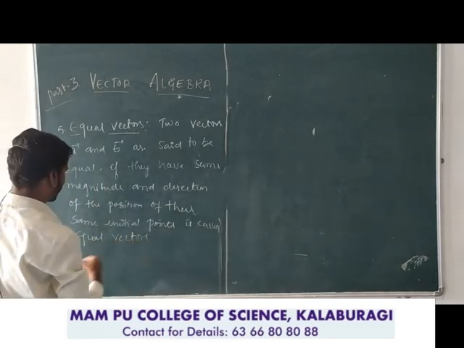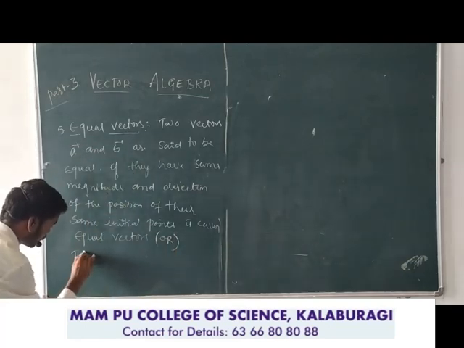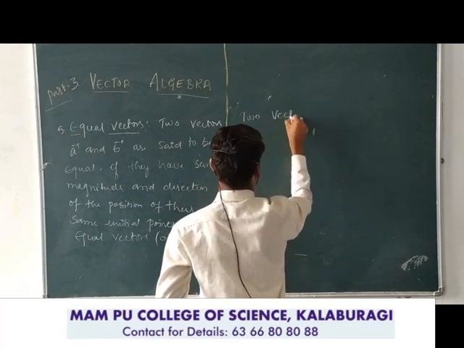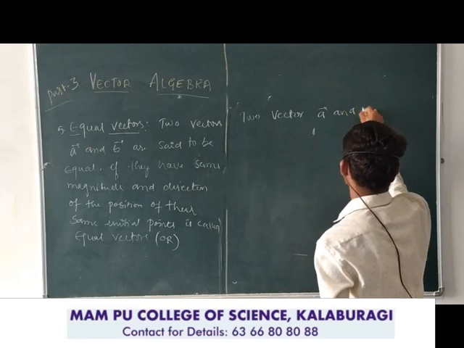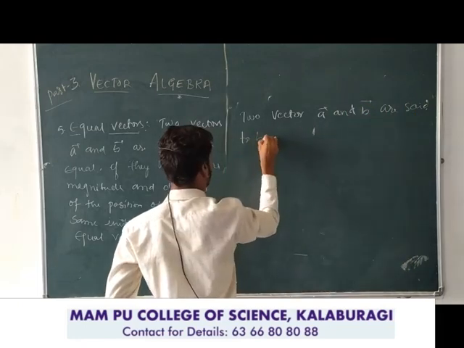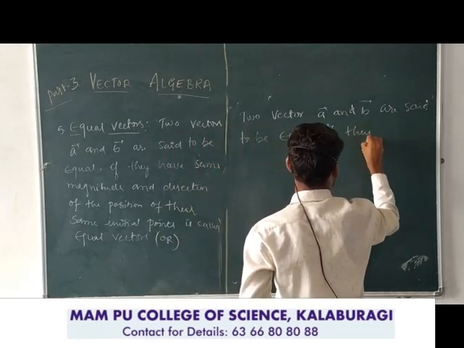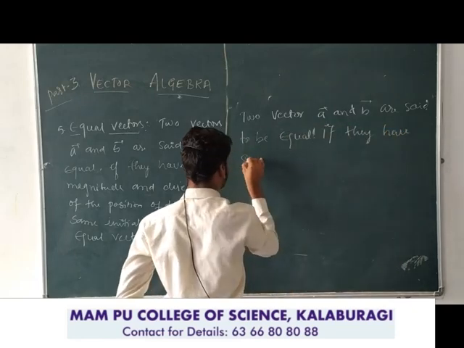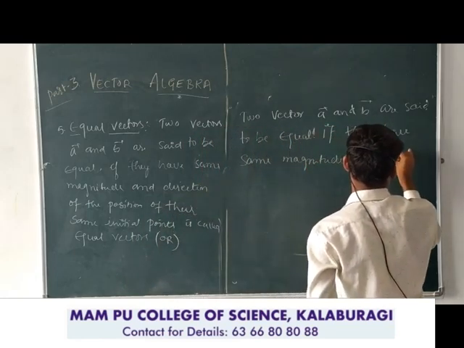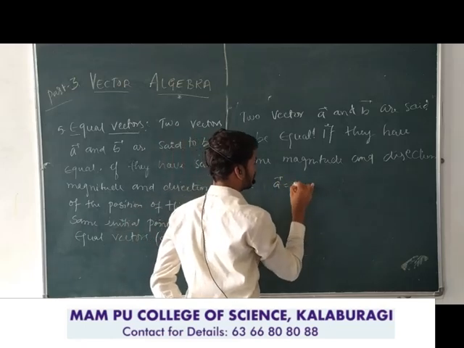Equal vectors, or one more way you can write it shortly: two vectors A and B are said to be equal if they have the same magnitude and directions. That is, vector A is equal to vector B.